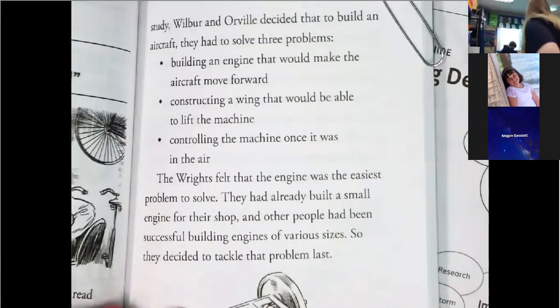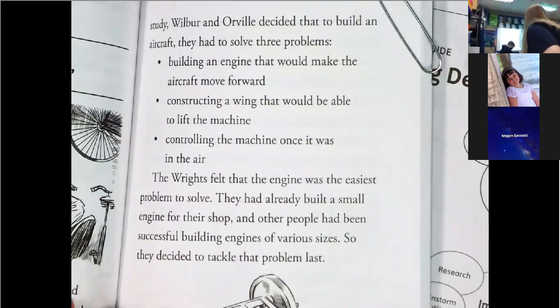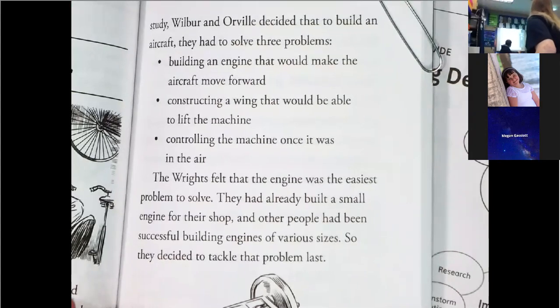So does anybody want me to reread this second paragraph? Oh, yeah. I didn't even get the second thing. The Wrights felt that the engine was the easiest problem to solve. They had already built a small engine for their shop, and other people had been successful building engines of various sizes. So they decided to tackle that problem last.